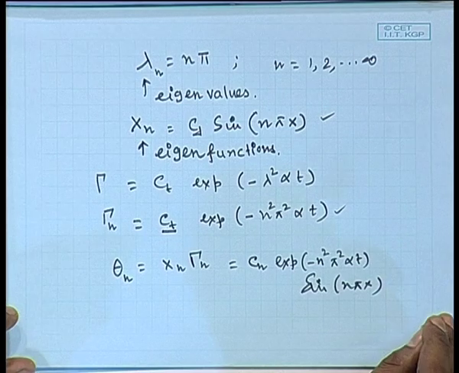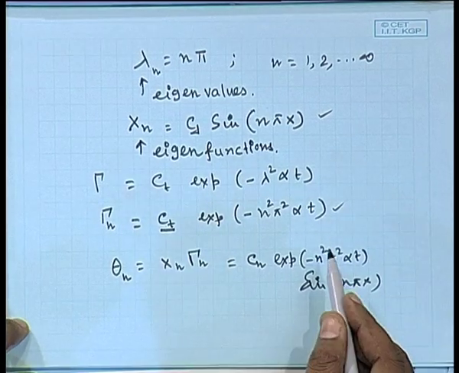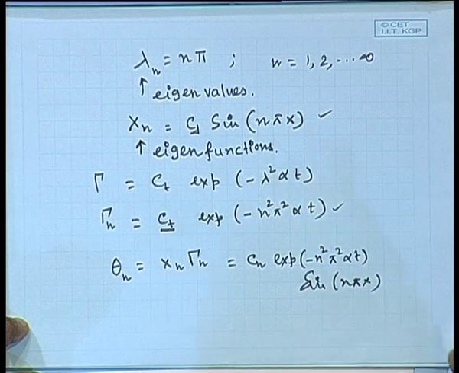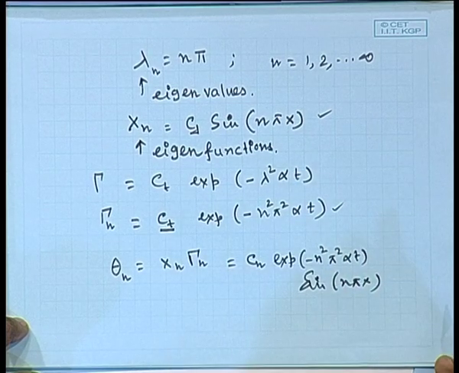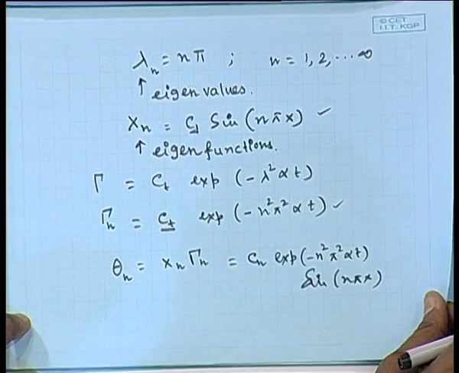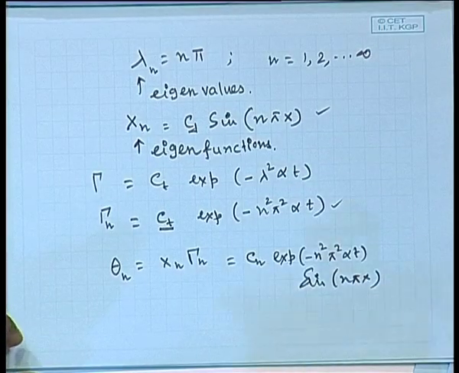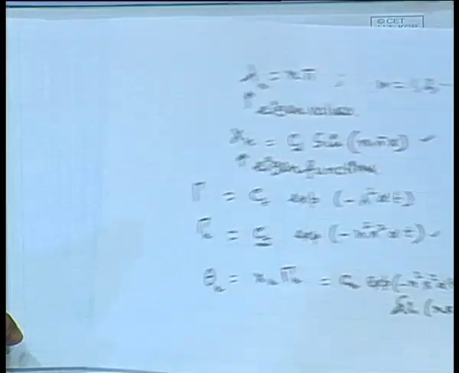So, n is always positive. Yes, it is always positive. n is running from 1, 2, 3 up to infinity, ever positive. There is a solution of sin lambda is equal to 0. Which one?